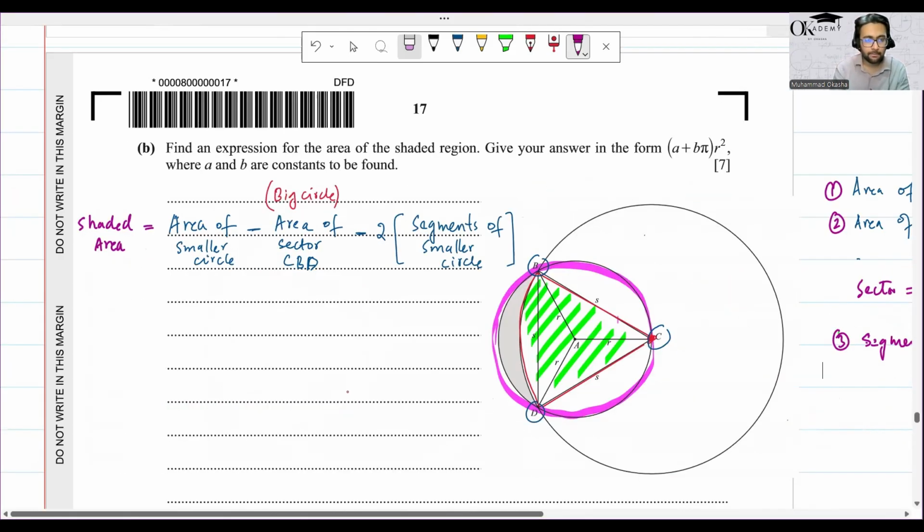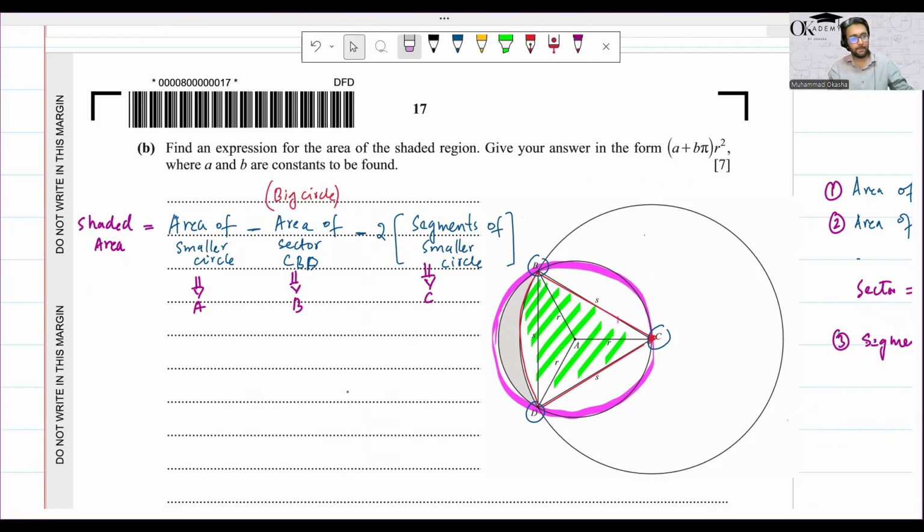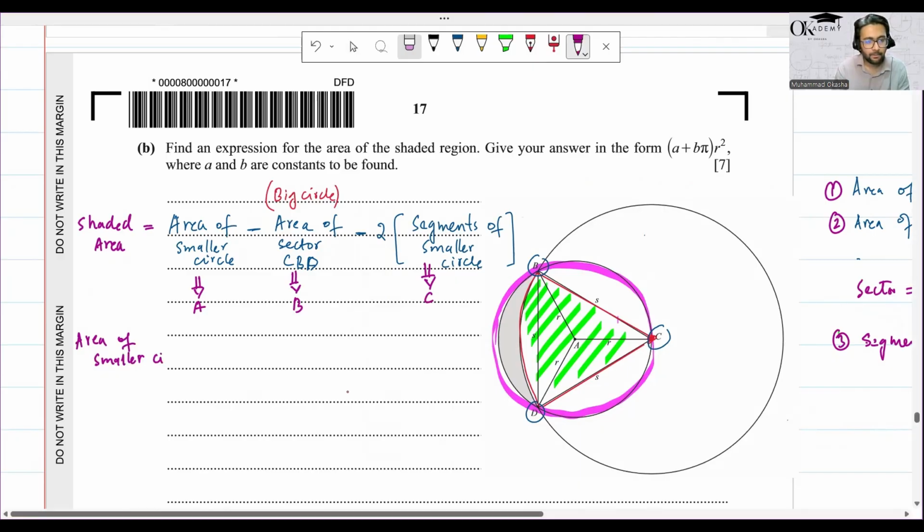Let's do it very, very carefully. Let's call this thing A, this thing B, and this thing C, because these three things we'll be working out. Area of a small circle, let's work that out first. Be very careful. The radius of the smaller circle is r, so that is just going to be pi r squared. Okay, we worked out A.